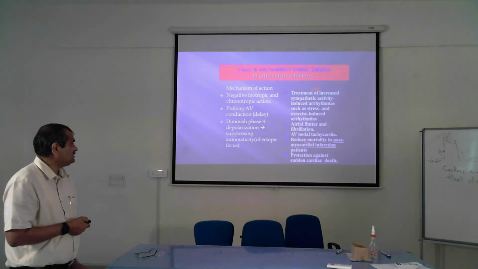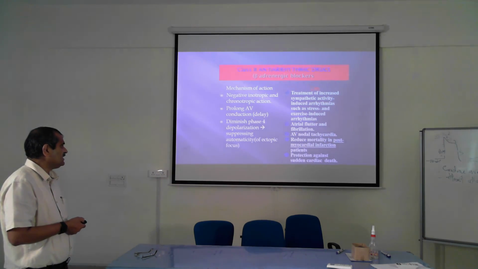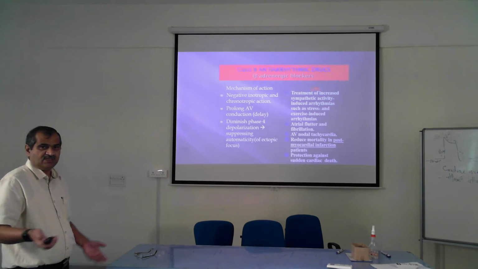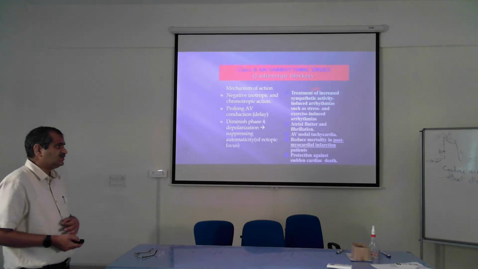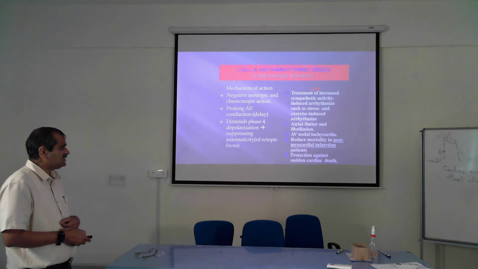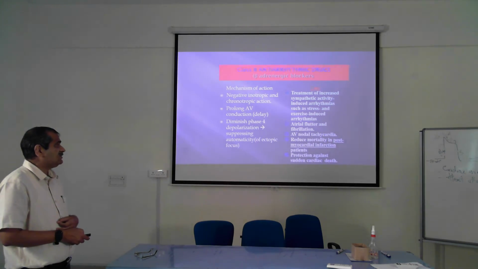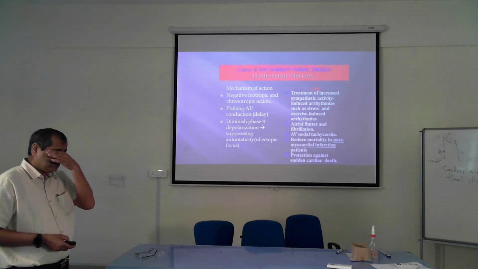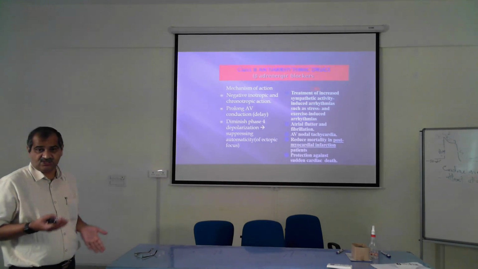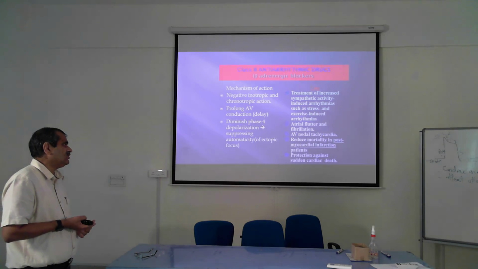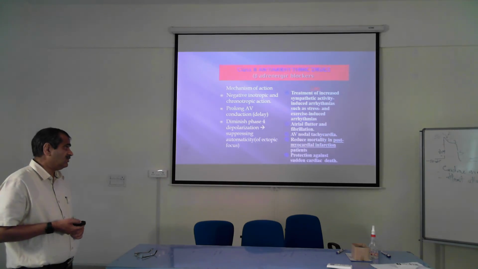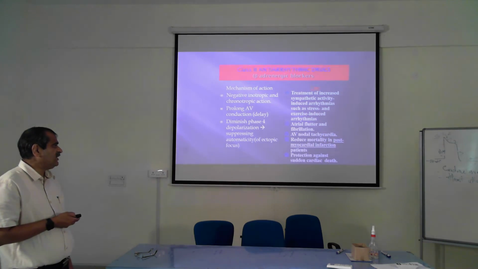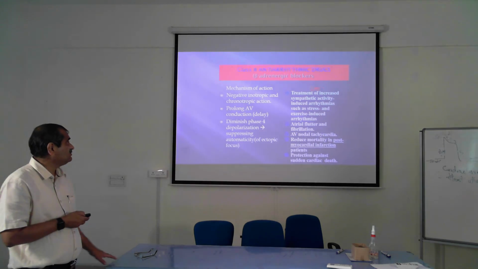So these are the drugs. And protection against sudden cardiac death, maybe in the case of a pre-transplant case, or cardiac arrest. So such drugs need to be administered. Depending upon the severity, if you administer such a drug orally, it is going to be absorbed very slowly. So we have to go for very fast acting drugs, IV drugs.